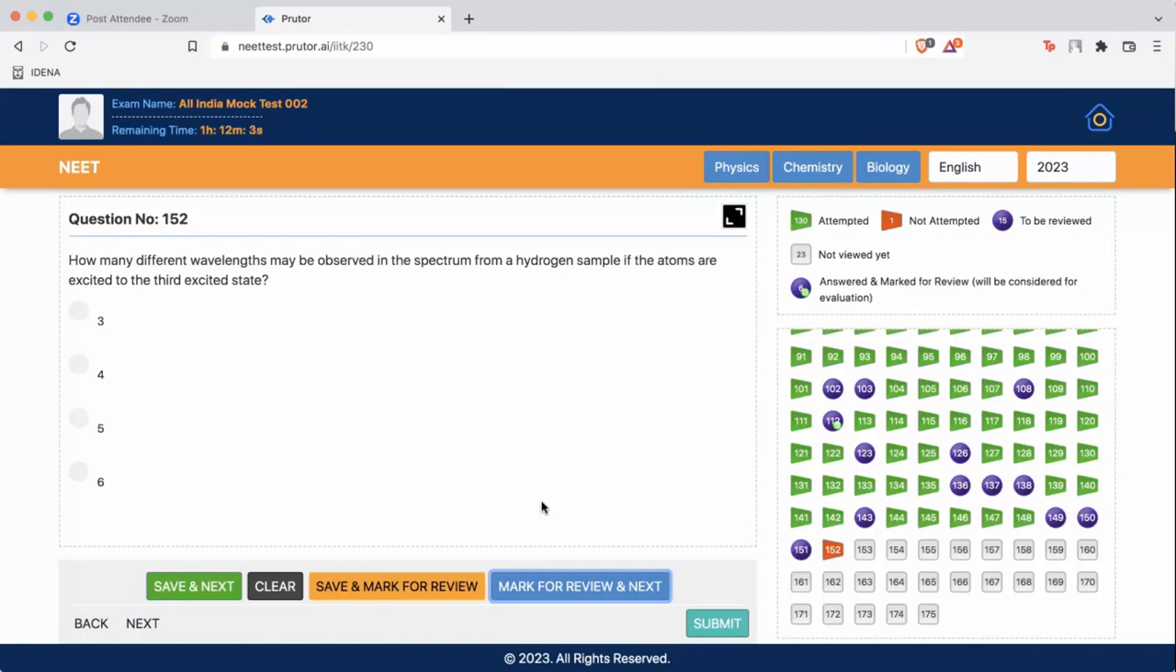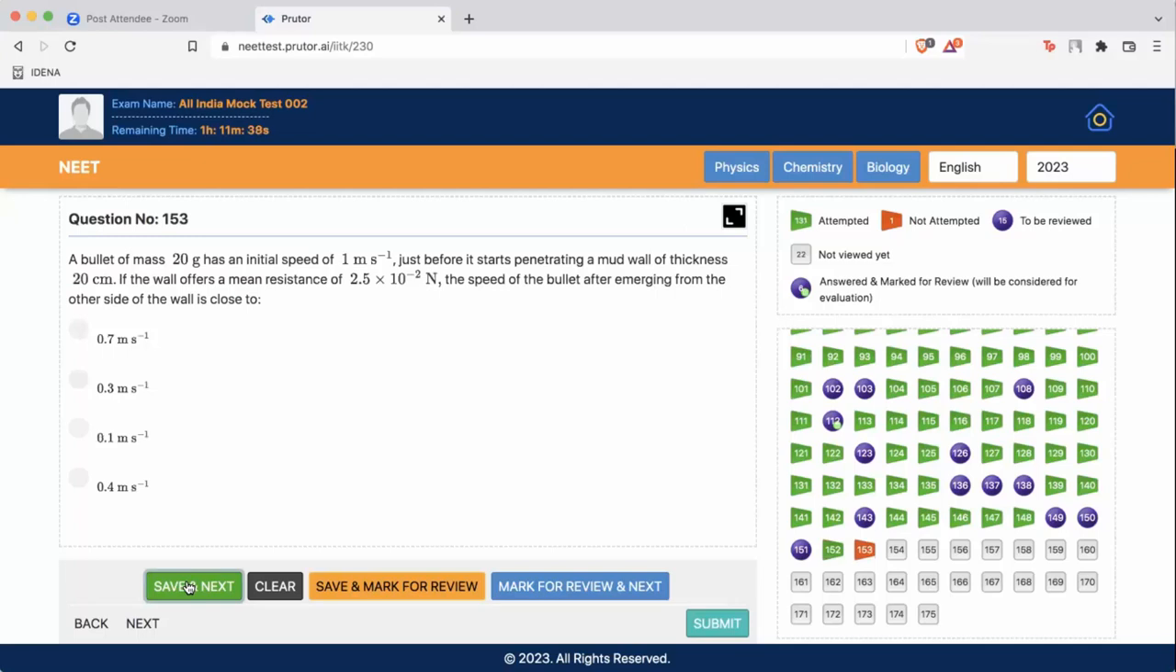The third excited state. Okay, so if we're going to the third excited state, it jumps from 1 to 2, 1 to 3, and 1 to 4. The third excited state is nothing but the fourth level. So 1 to 2, 1 to 3, 1 to 4, that gives 3.